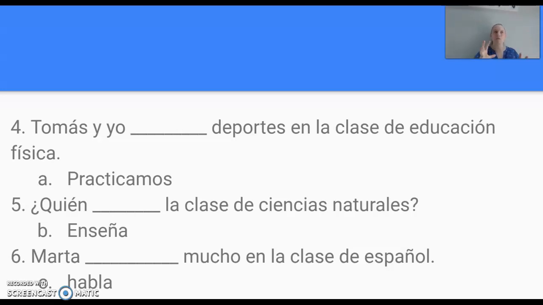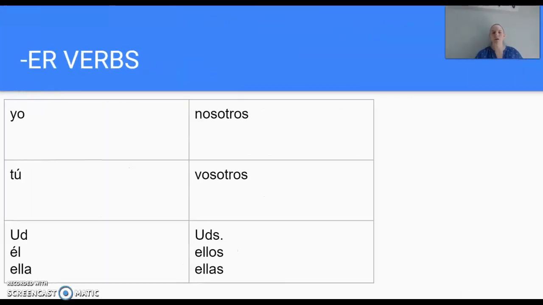We're going to be focusing a lot on the present tense for now. We're going to get a few irregular verbs. We're going to get a few different types of verbs, but this is the main process that we're going to be working with for right now.